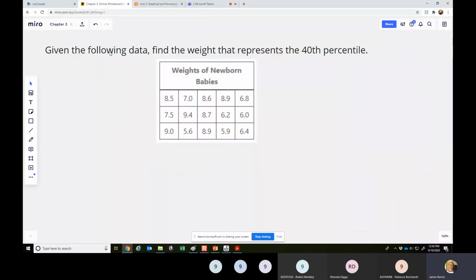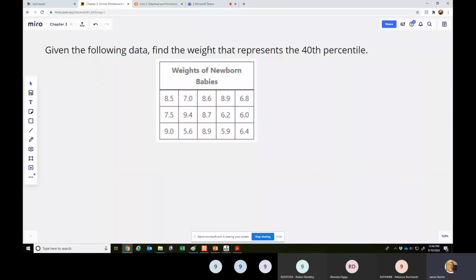It says, given the following data, find the weight that represents the 40th percentile. So let's first look at our weights here. We have 8.5, 7.5, 9.0. And then let's see. I'm just trying to see what my highest value is and what my lowest is. 9.5, 9.4 looks like the highest, and 5.6 looks like the lowest. That just gives you an idea of what range you're working with.